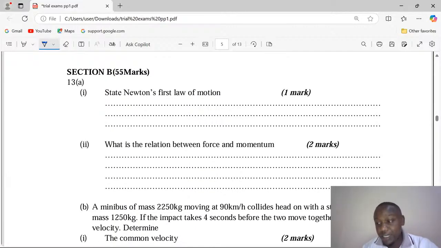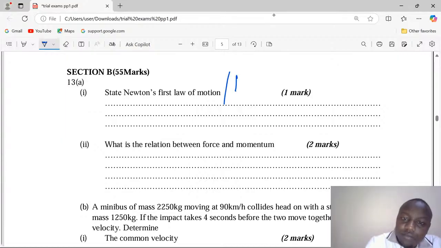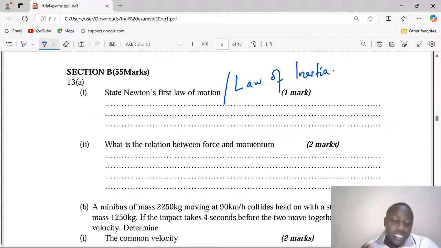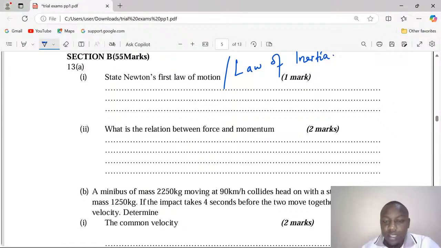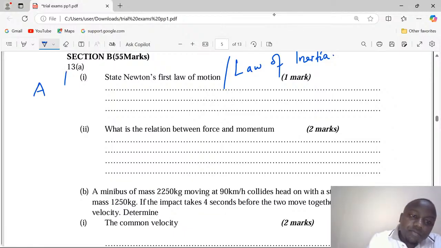State Newton's first law of motion. This is also called the law of inertia. We say that generally objects have a tendency of refusing change, including human beings. So we say that a body remains in its state of rest.